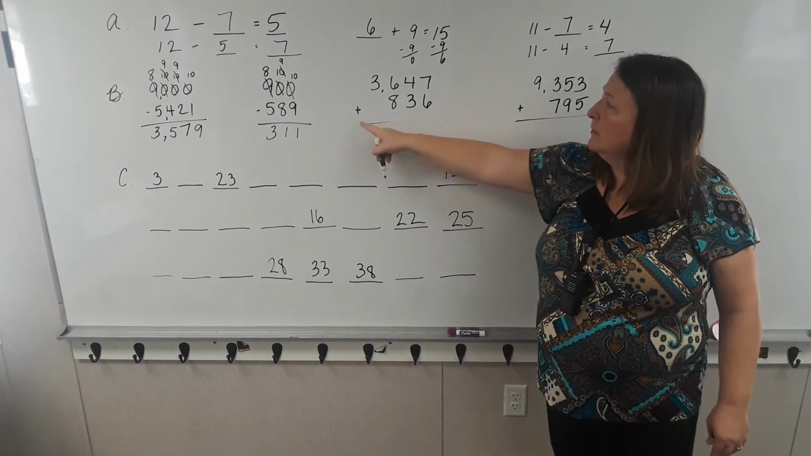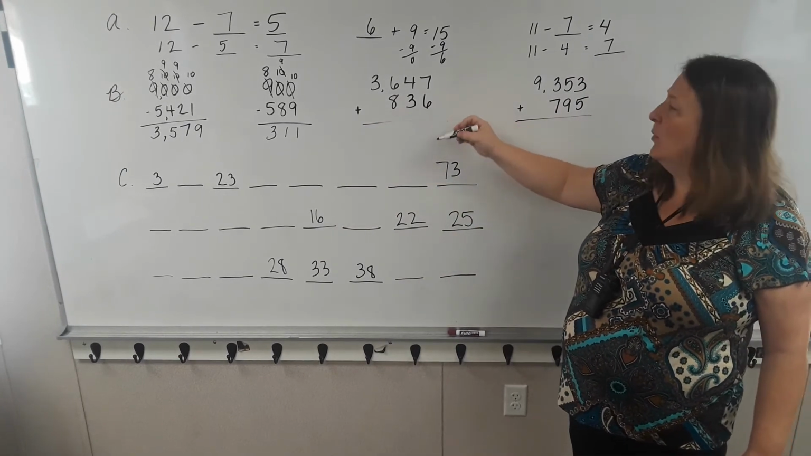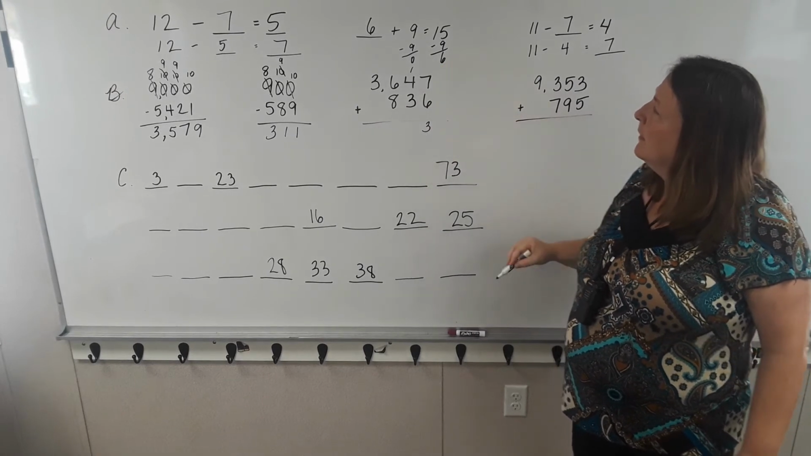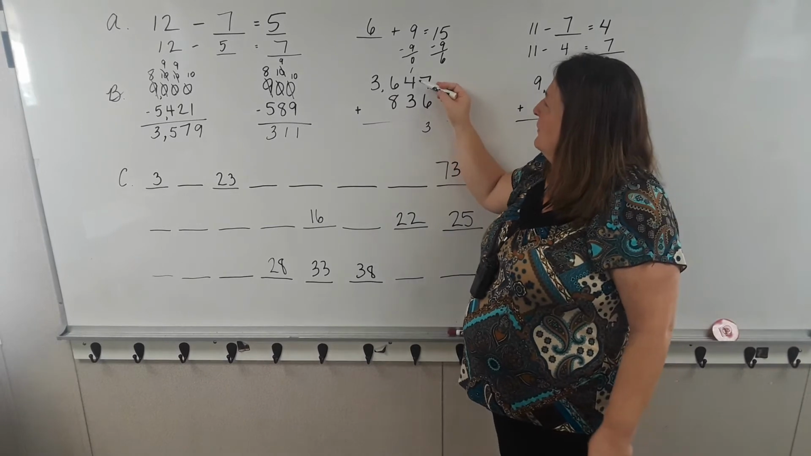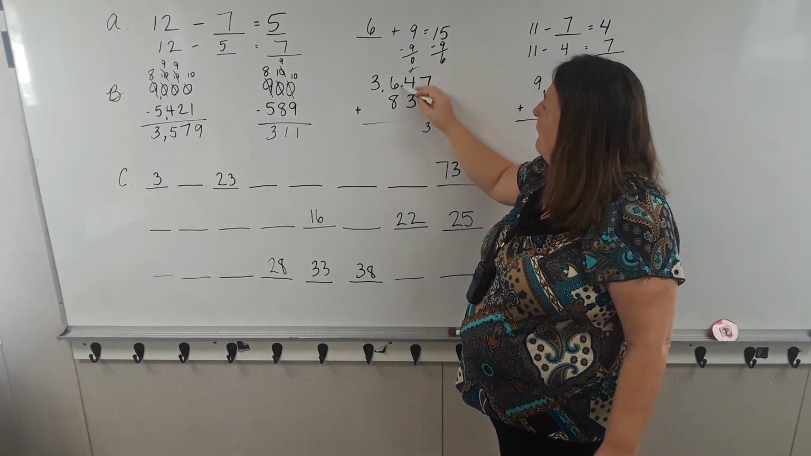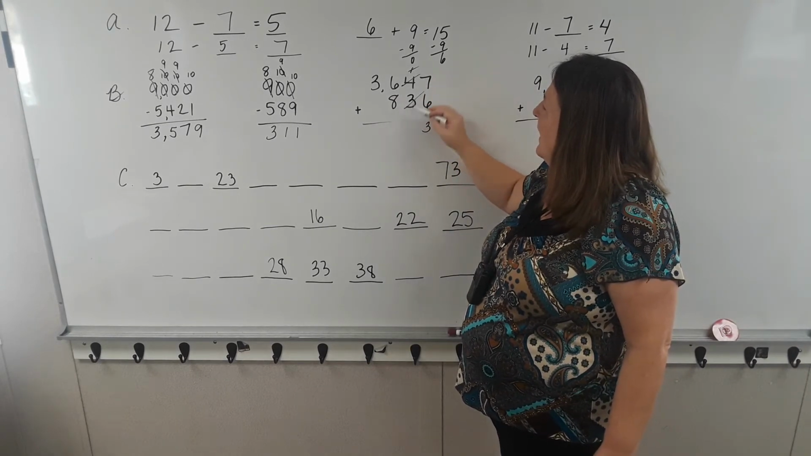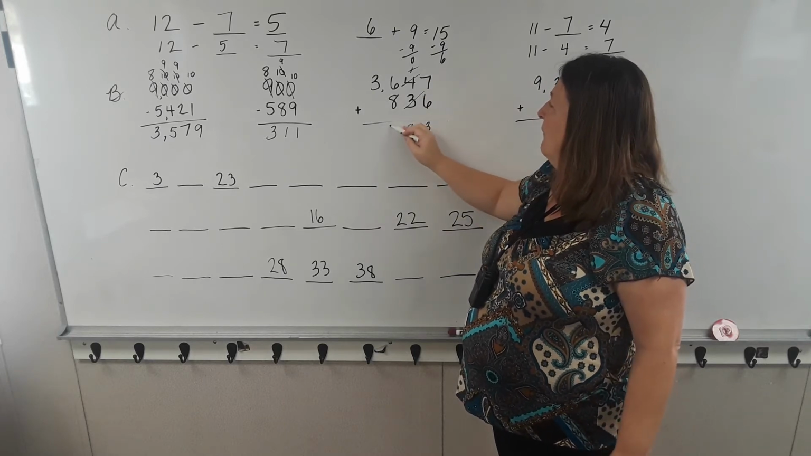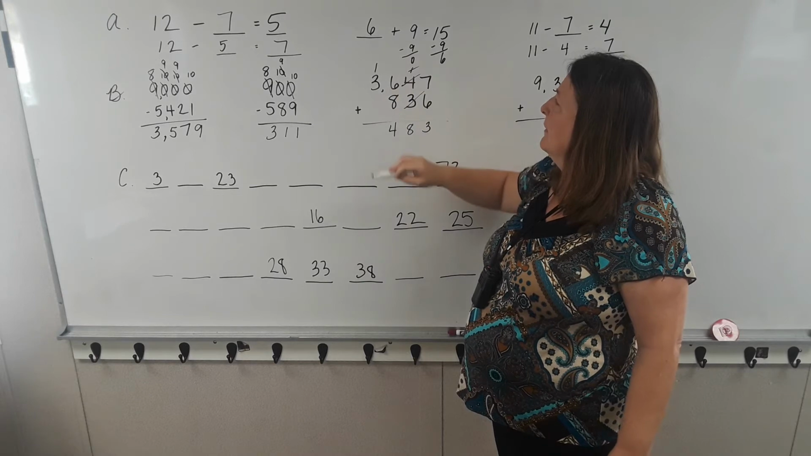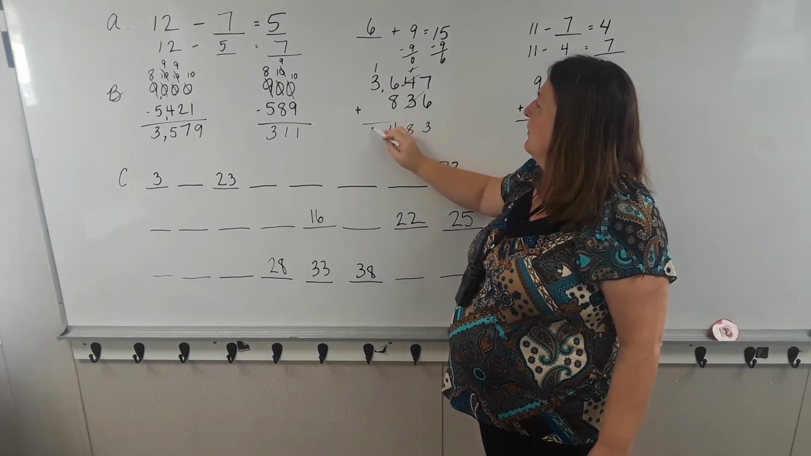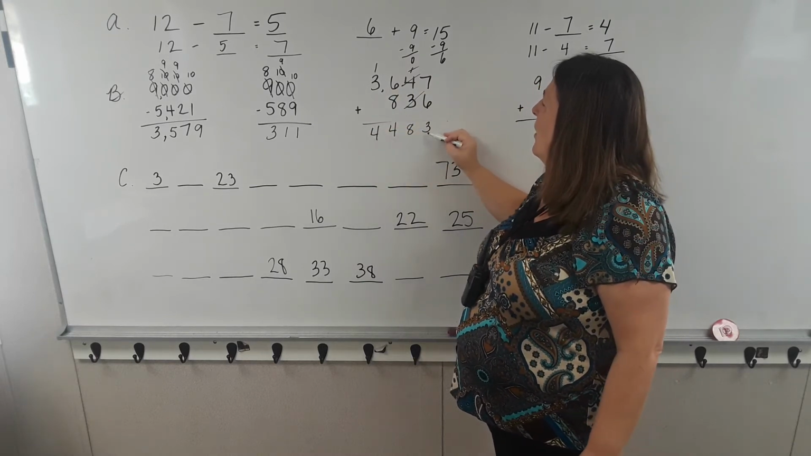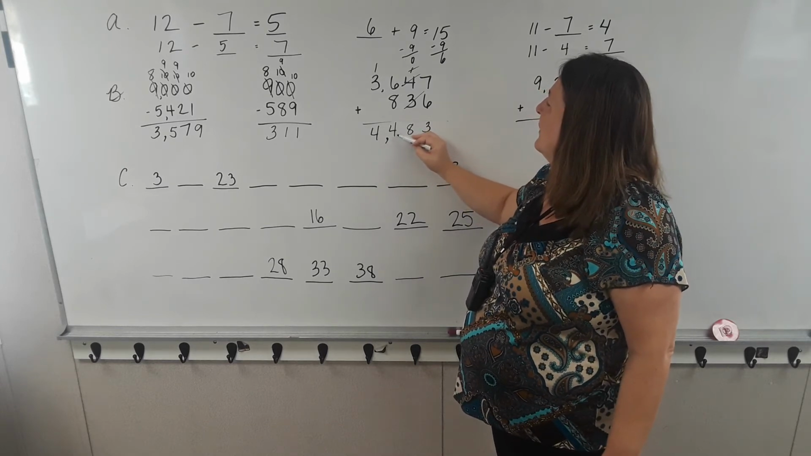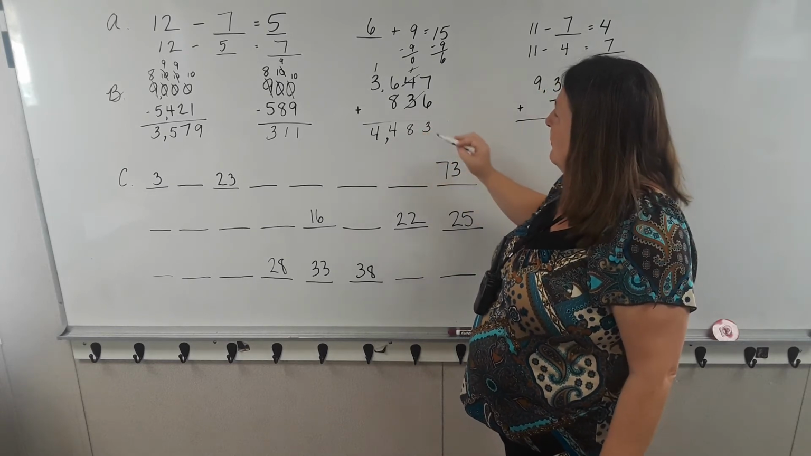Now we're adding. 7 plus 6 equals 13. 1 plus 4 equals 5 plus 3 equals 8. 6 plus 8 equals 14. 1 plus 3 equals 4. Ones, tens, hundreds, comma. 4,483.